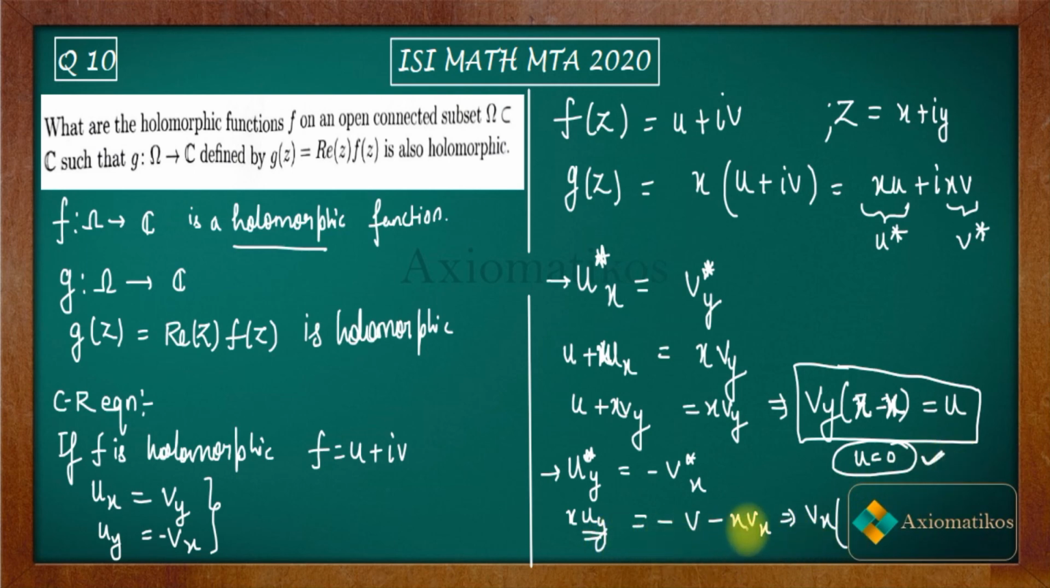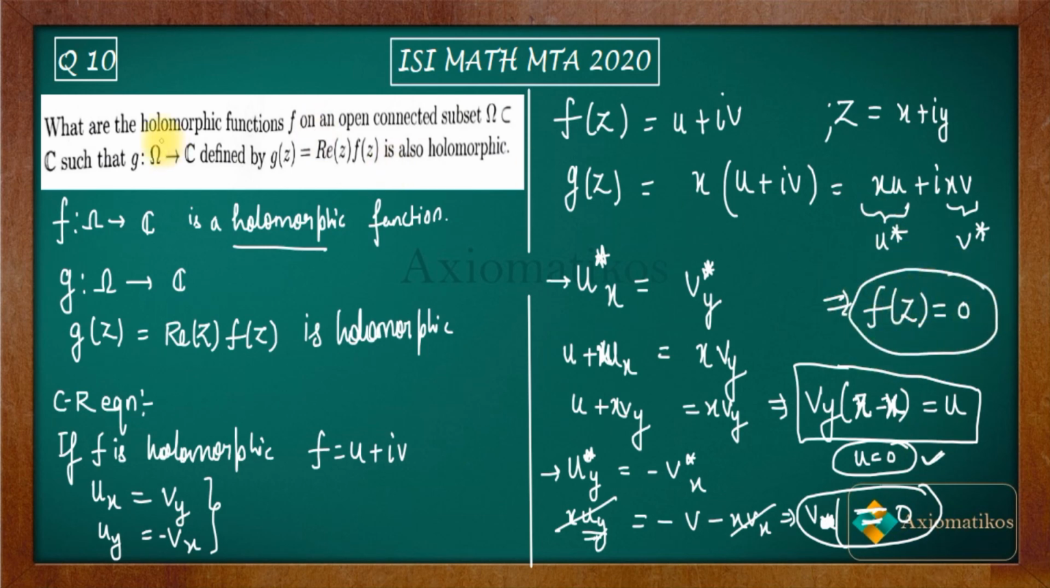Now here also, if I replace u_y with minus v_x, this will be cancelled with this. So from here v_x is 0. That is why I was thinking that we were getting a weird condition. So not v_x, sorry, we are getting v as 0. From here you are getting u as 0, and from here you are getting v as 0. So finally I proved that your function f(z) should be the zero function. The question was asking what the holomorphic functions are, so there is only one, which is the zero function.